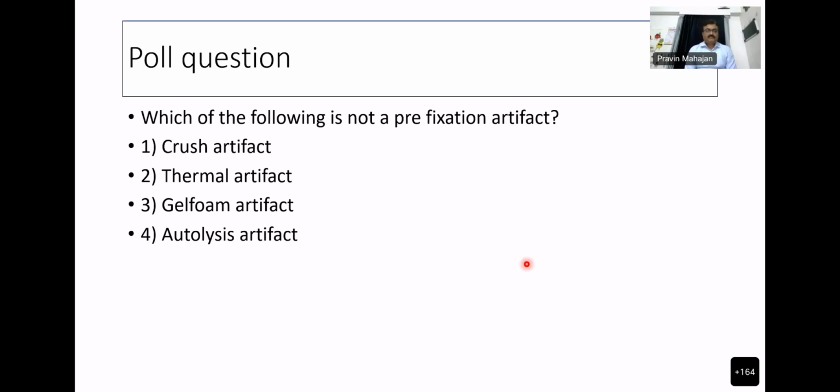As I can see, most of them are opting for autolysis artifact, which is the correct answer. Crush artifact, thermal artifact, and gel foam artifact, as I already mentioned earlier, are prefixation artifacts. Autolysis is an artifact which is because of fixation or improper fixation.